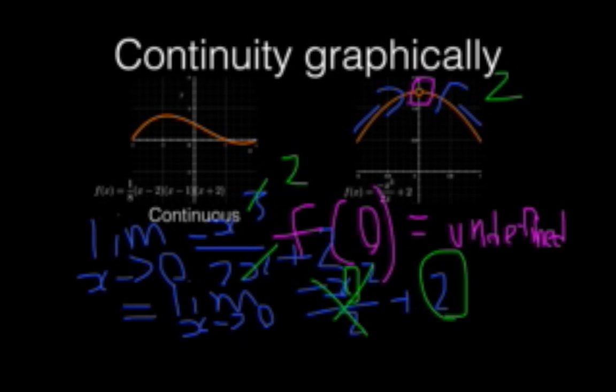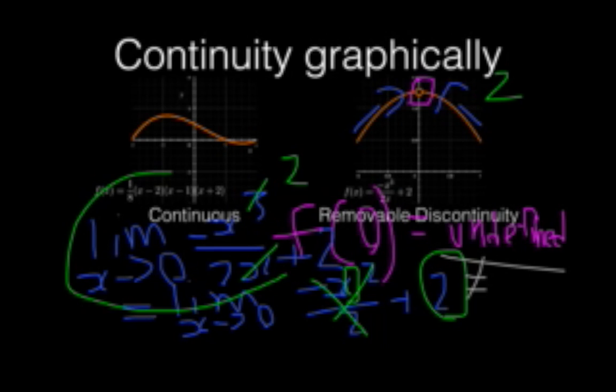Well, the function is undefined at that point, and 2 does clearly not equal undefined. So we say at x equals 0, there is a removable discontinuity. And the reason there's a removable discontinuity is because the limit at this point exists. If it did not exist, we would say it has a non-removable discontinuity.